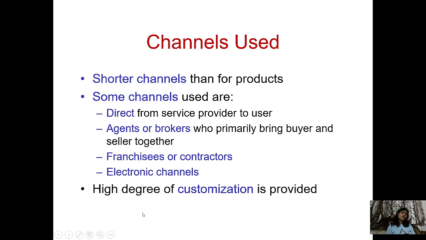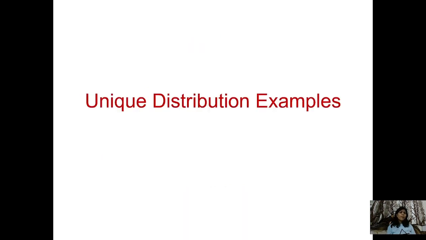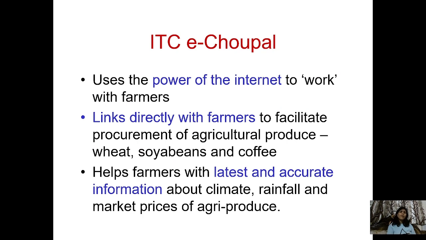Channels used for services include direct, agent or broker, franchise or contractor, electronic channel, and online mode, where a high degree of customization is provided. Some examples: ITC e-Choupal uses the power of the internet, works with farmers and links directly with them to facilitate procurement of agricultural produce like wheat, soybeans and coffee, and helps farmers with the latest and accurate information about the climate, rainfall, and market prices of agri products.